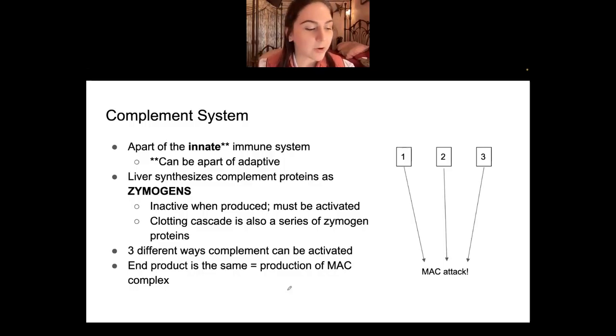The clotting cascade, when you do that next year, is also a series of zymogens. But zymogens are tricky, and we're going to talk about why they're tricky in terms of lab testing. That's something you can look for, especially with clotting next year.